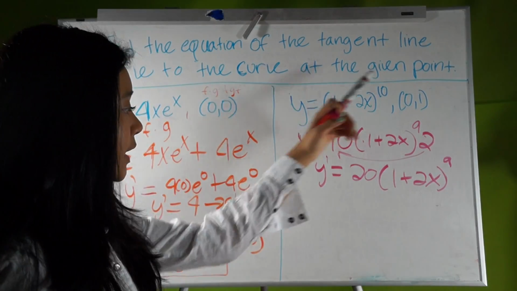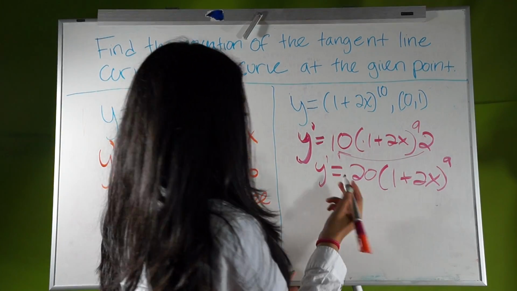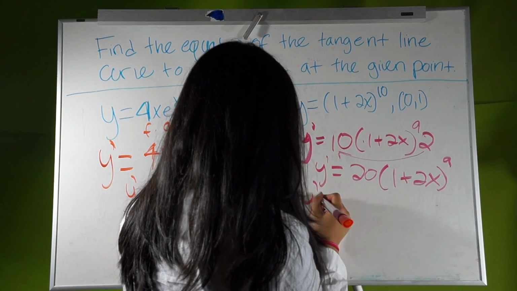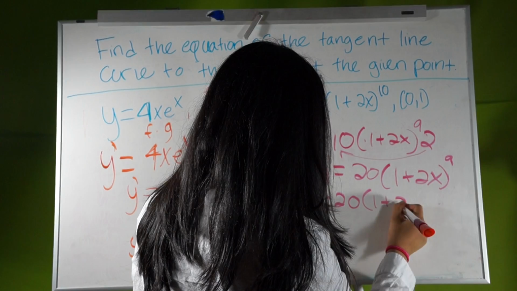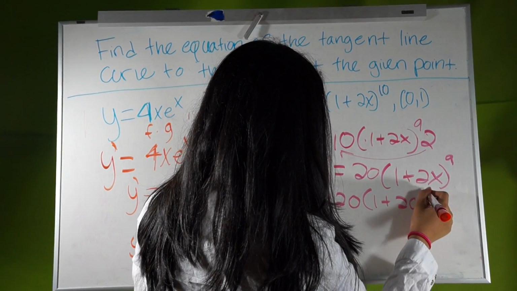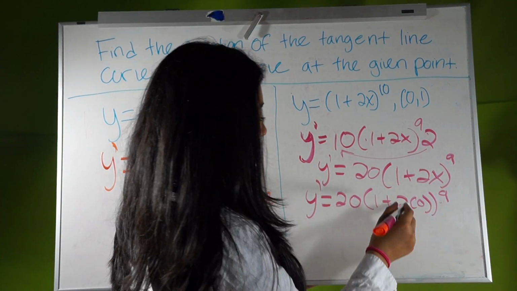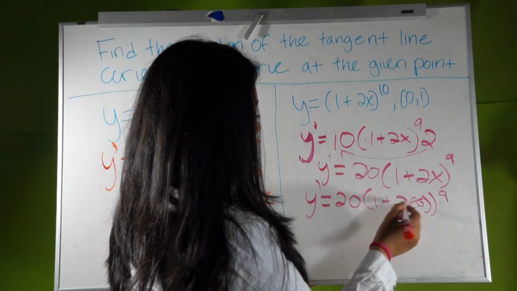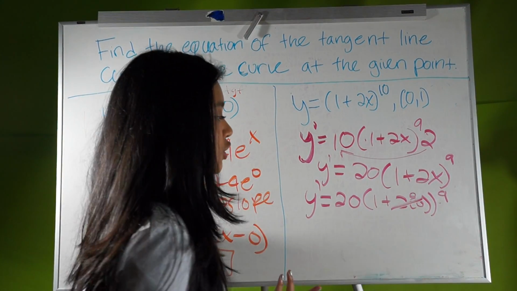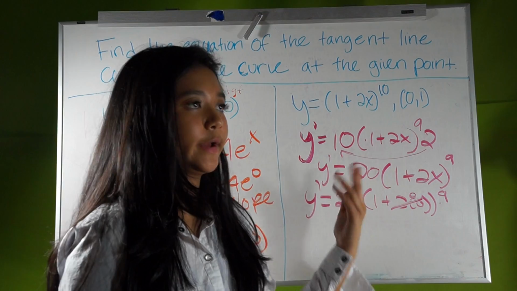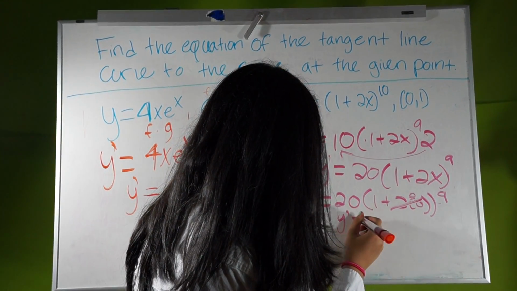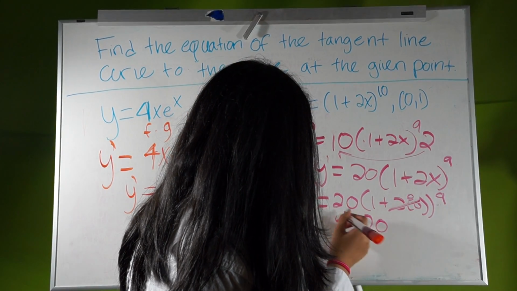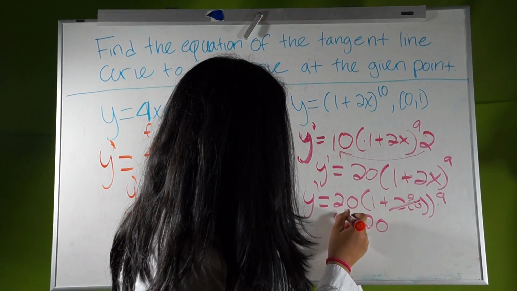And then now you're going to plug in 0 for x. This is simple. So y prime equals 20 times (1 plus 2 times 0) to the 9th power. This just becomes 0, so it's just 1 plus 0, which is 1. 1 to the 9th is just 1. Now you're left with y prime equals 20, and this is your slope.